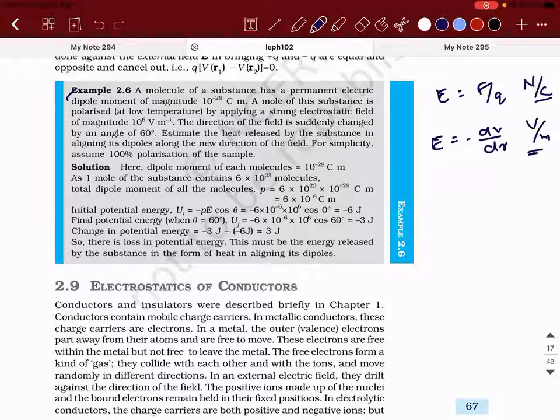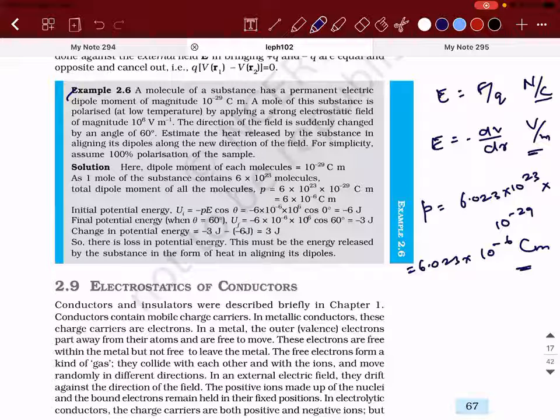Right? So the total dipole moment will be equal to 6.023 into 10 power 23 multiplied with each dipole moment across the molecule, that is 10 power minus 29. So this comes out to be, sorry, 6.023 into 10 power minus 6 coulomb meter. This is the total amount of dipole moment. And this one is placed in a system of how much value of electric field? 10 to the power 6 volt per meter. So E value is there, P value is there, and theta value is there. Calculate and tell me the answer. So the amount of heat that is released is 3.01.